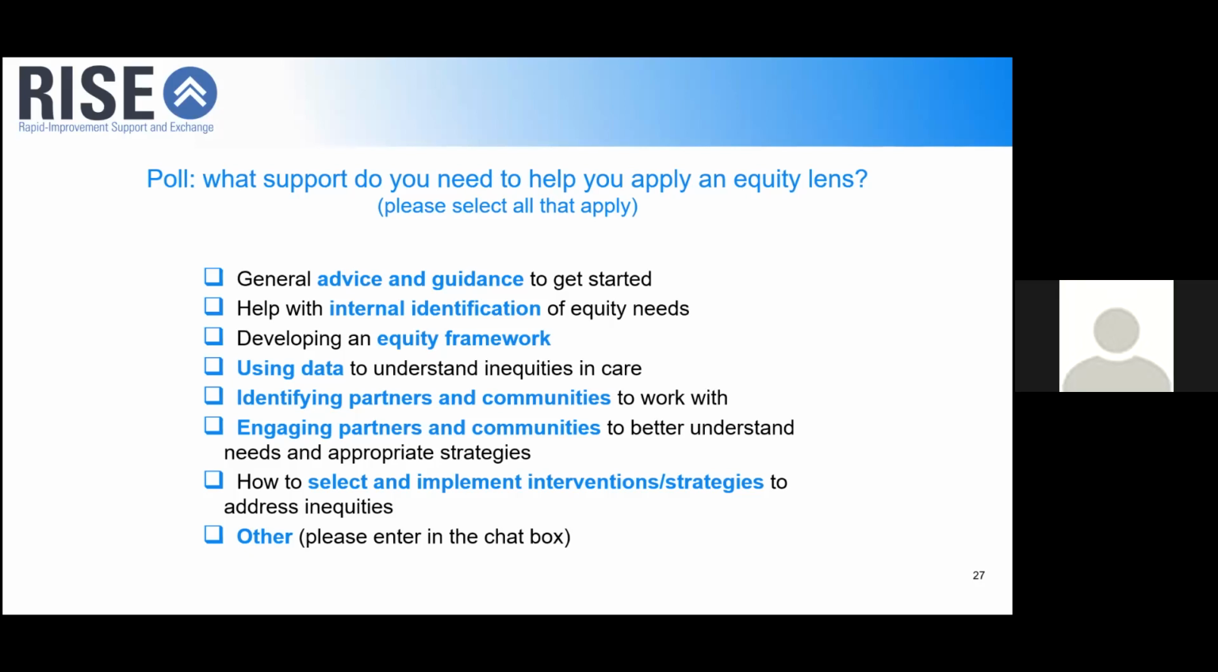I can see them all coming through, Mike, as Steve puts the poll up. So about 35% of people have voted. And right now, the one that's starting to pop is using data to understand inequities in care. So votes are still coming in, but that seems to be the one that's pulling ahead of some of the other choices there.